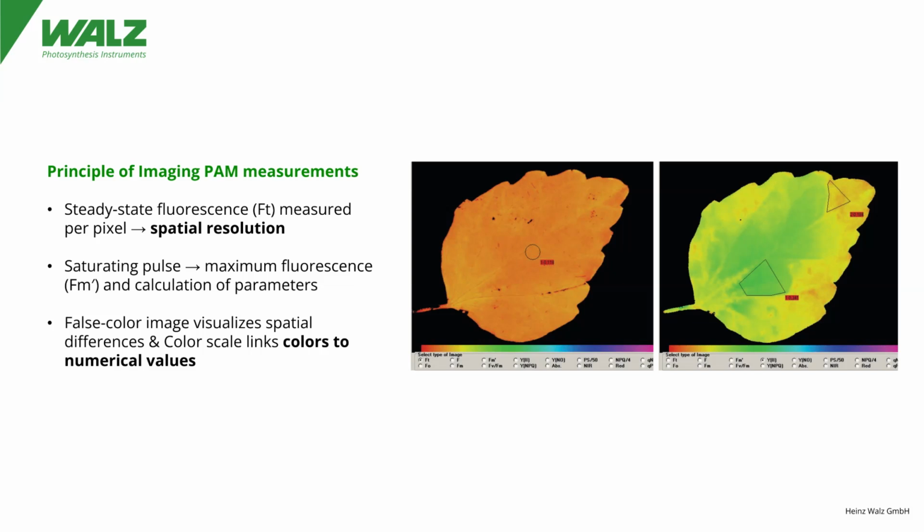Because thousands of pixels are measured at once, it would not be practical to display numerical values for each point. Instead, the software converts the calculated values into a false color image, where each color represents a specific parameter range. A color scale next to the image shows how colors correspond to numerical values. This makes it easy to quickly identify spatial differences in photosynthetic activity across the sample.